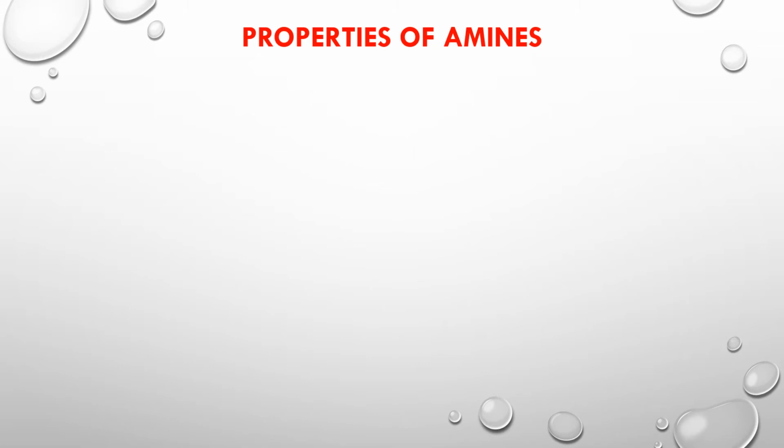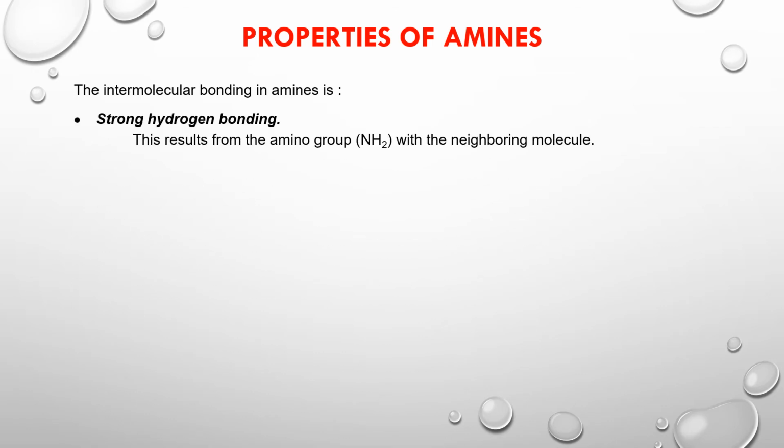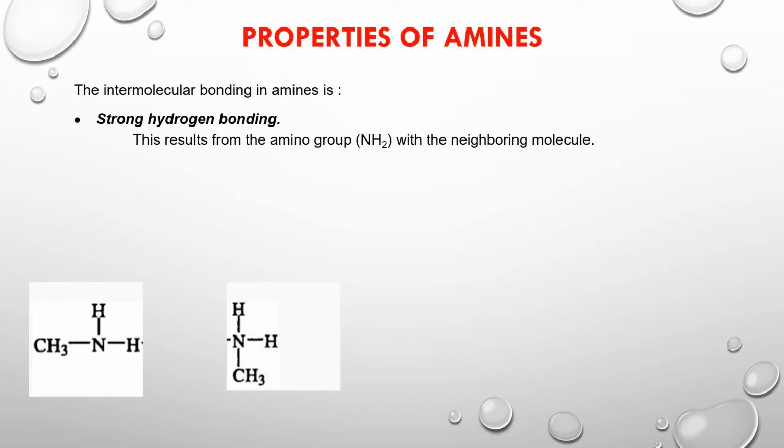Let's look at some of the properties of amines. The intermolecular bonding in amines is strong hydrogen bonding because there is a nitrogen group, and this nitrogen group can form a hydrogen bond with the hydrogen of another amine group. Let's look at this example here. So we have an amine group here and we have another amine. Now the hydrogen of one amine will bond to the nitrogen of the other. So this hydrogen and that nitrogen will bond with each other to form hydrogen bonding.